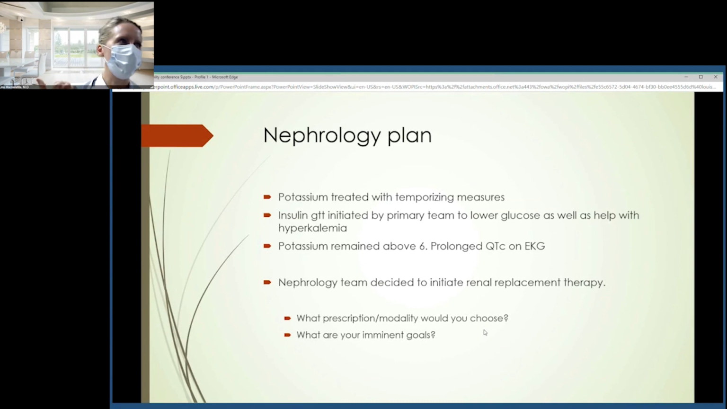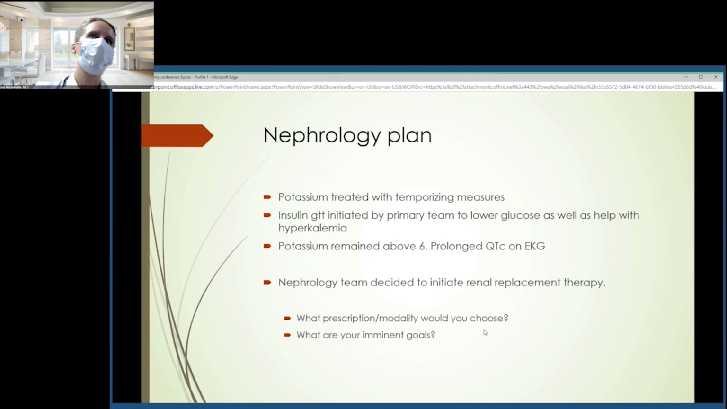If you were seeing this patient, what modality of renal replacement therapy would you choose, what prescription would you write for this patient, and what are your most urgent goals? There's everything wrong, so what do you need to fix most urgently? Dialysis? Yeah, so hyperkalemia. That's what we were thinking. It's resistant hyperkalemia. We have to fix it.